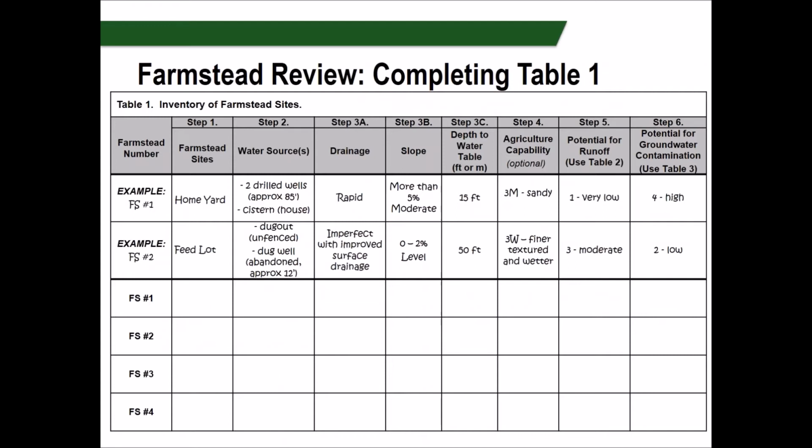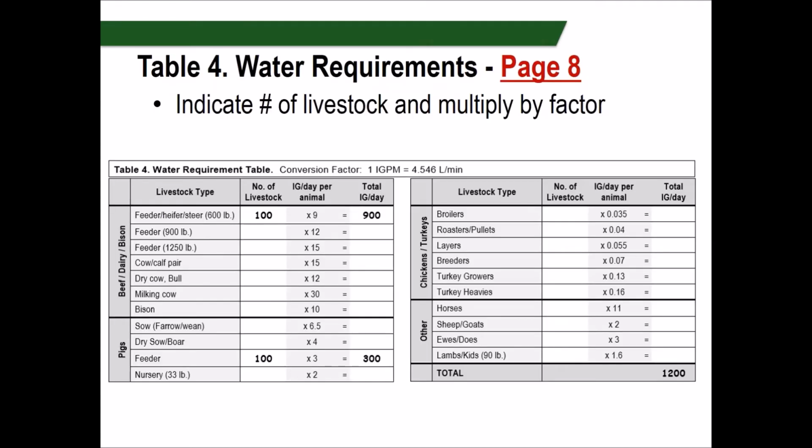So here's what table 1 looks like. We list out all of your yards. If you just have 1 yard on your farm, then you just list out your 1 yard. If you've got 2 or 3 yards or more, you want to list them all out. We want to identify what your water sources are, what the drainage is like in your yard, the slope, the depth to water table, and then from those categorizations, we determine your potential for runoff and your potential for groundwater contamination. So in one quick look, we've got a summary of the environmental components of your yard sites on your farm.